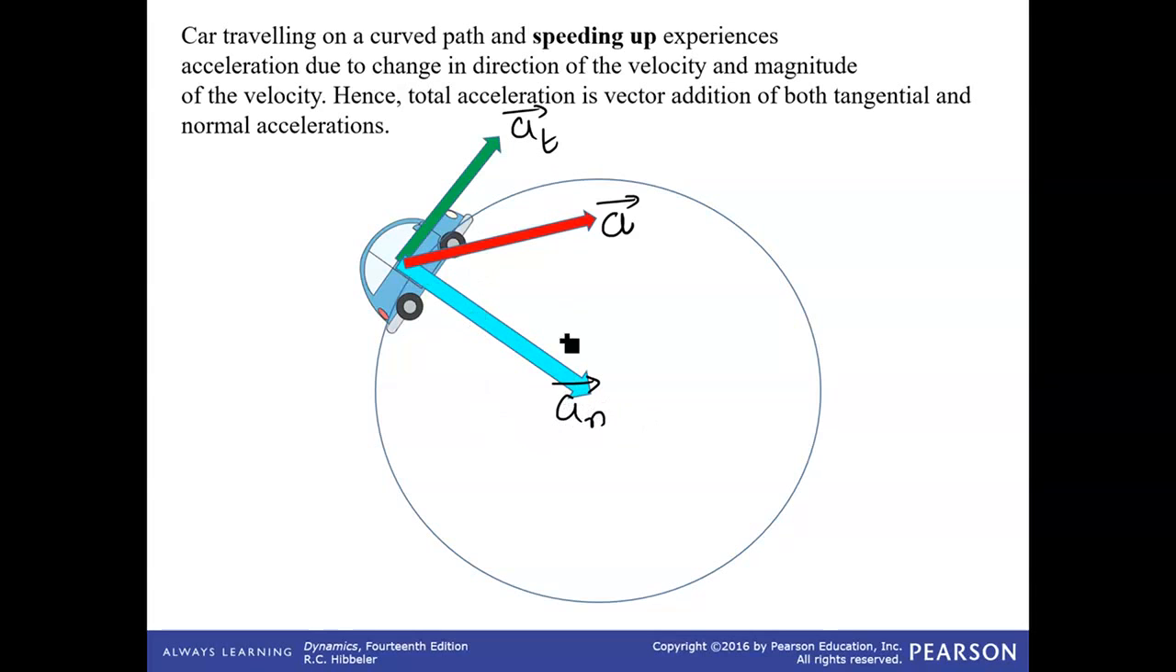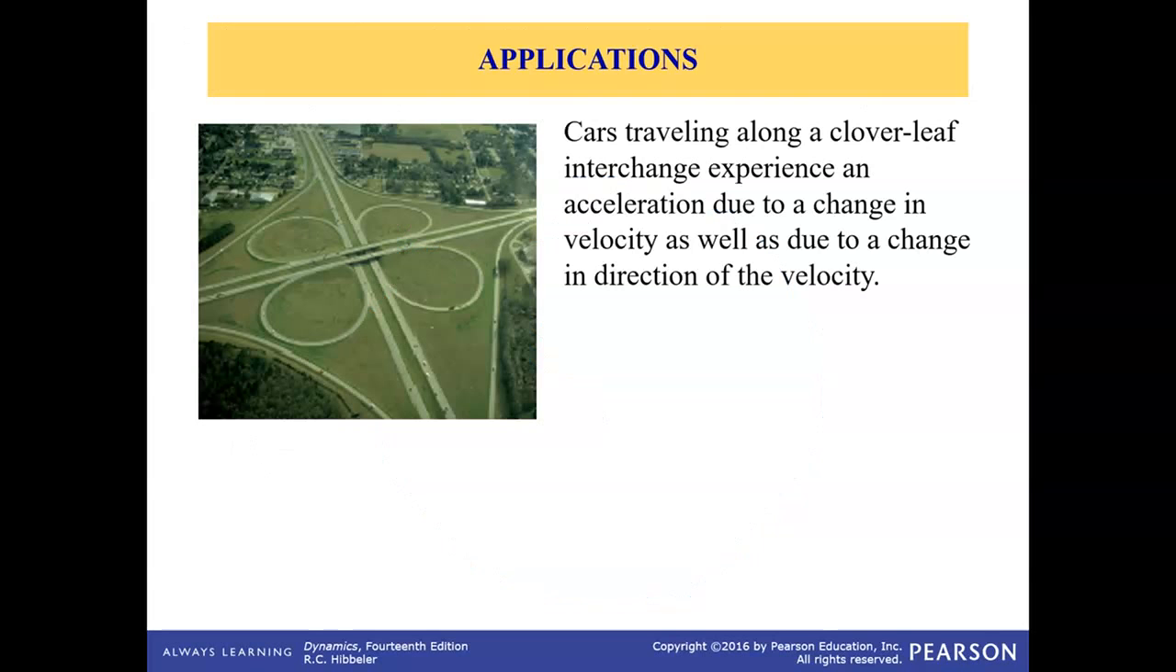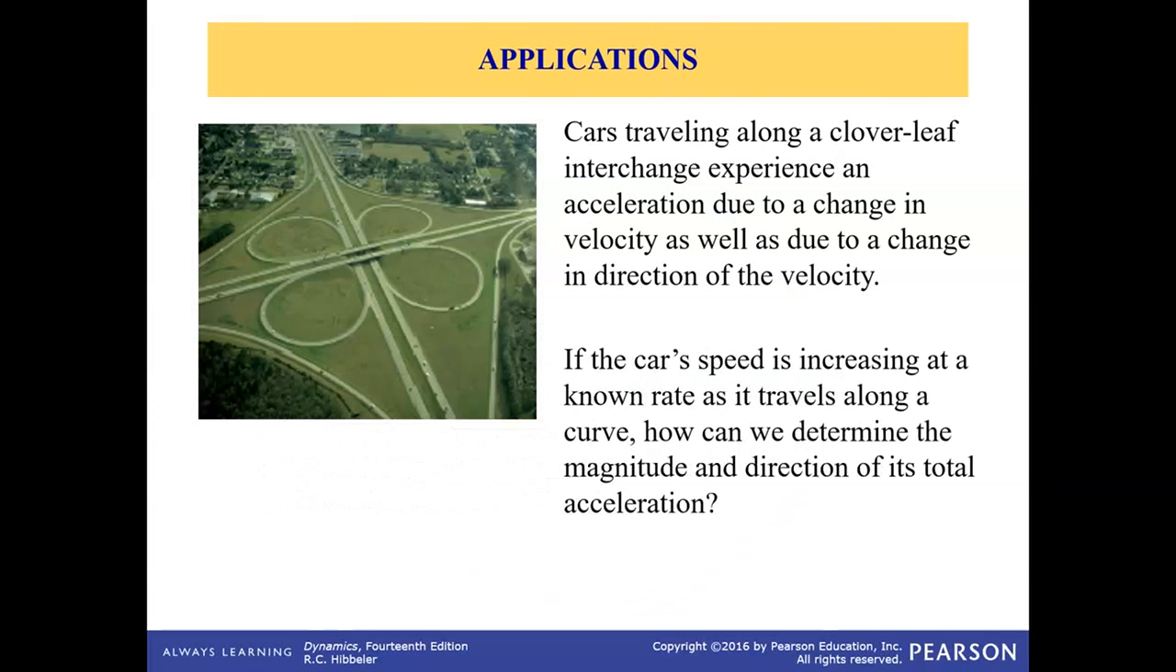Normal acceleration at any given point always points towards the center, but the direction of tangential acceleration can be in the direction of motion of the car, or it can be in the opposite direction, depending on whether the car is speeding up or slowing down. If the car is speeding up along a curved path, then this is the right direction of the acceleration for the tangential component. But if the car is slowing down, then tangential acceleration points in the opposite direction. There are many practical applications of normal and tangential acceleration.